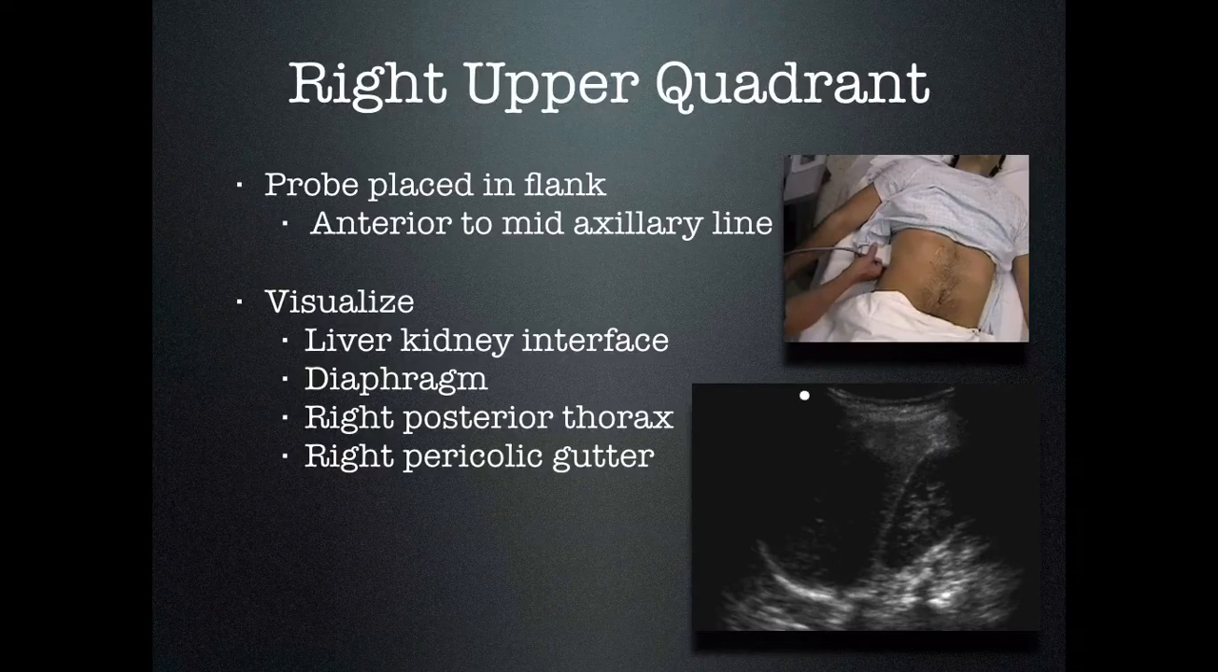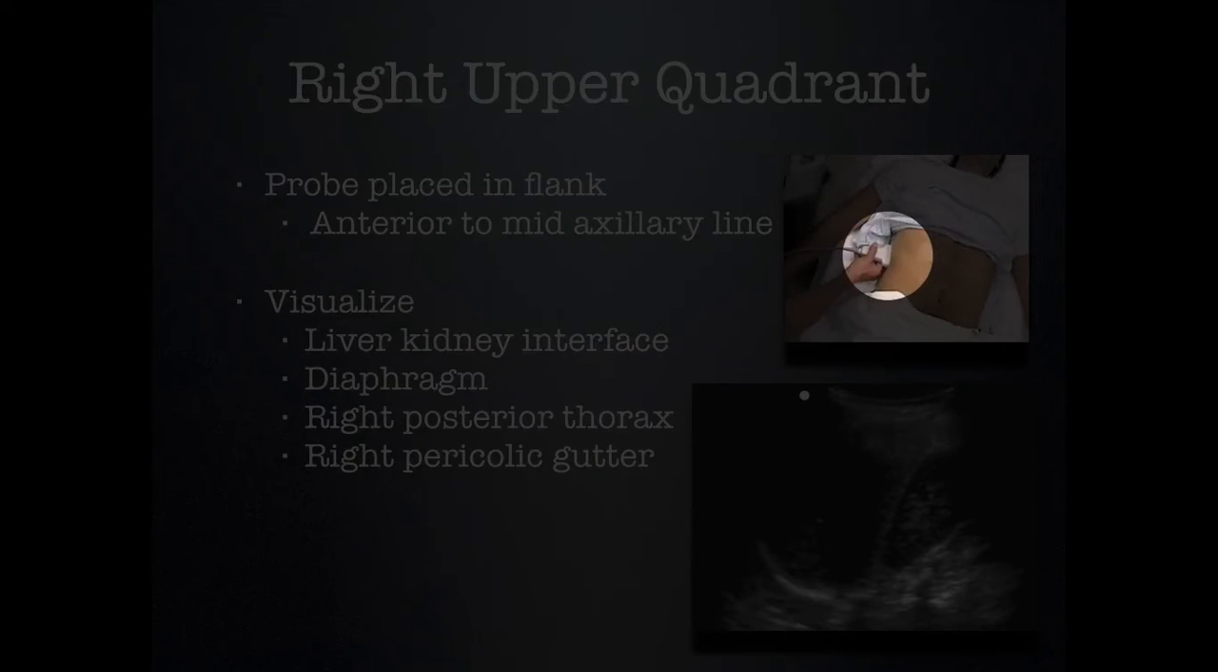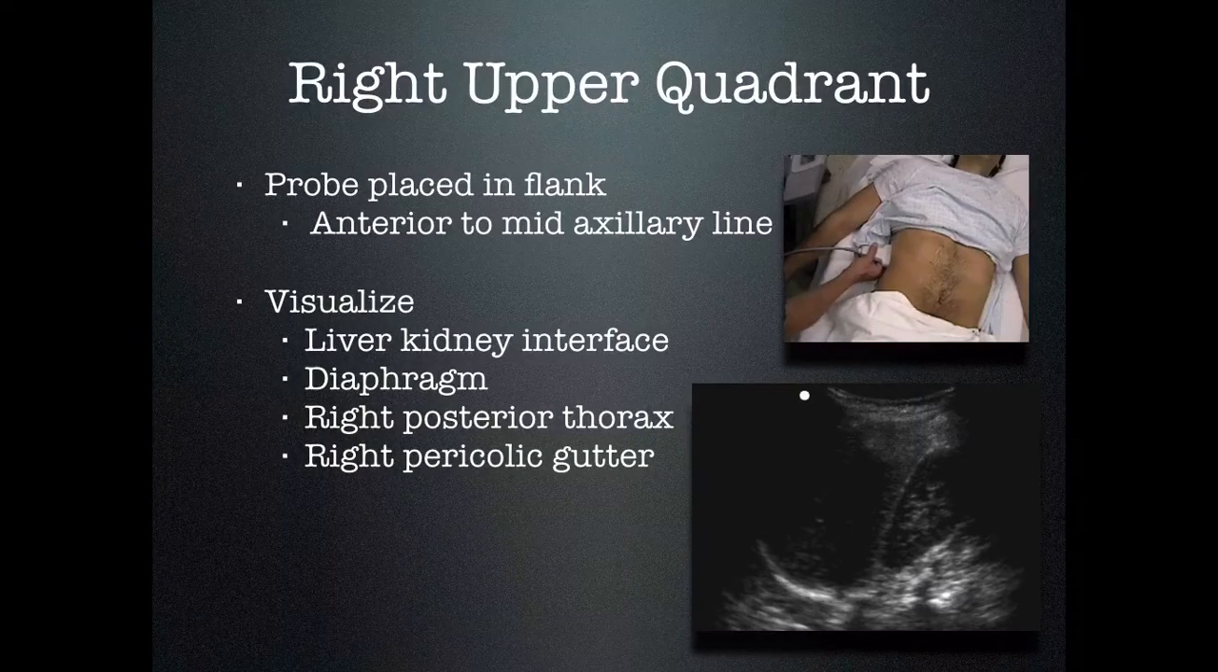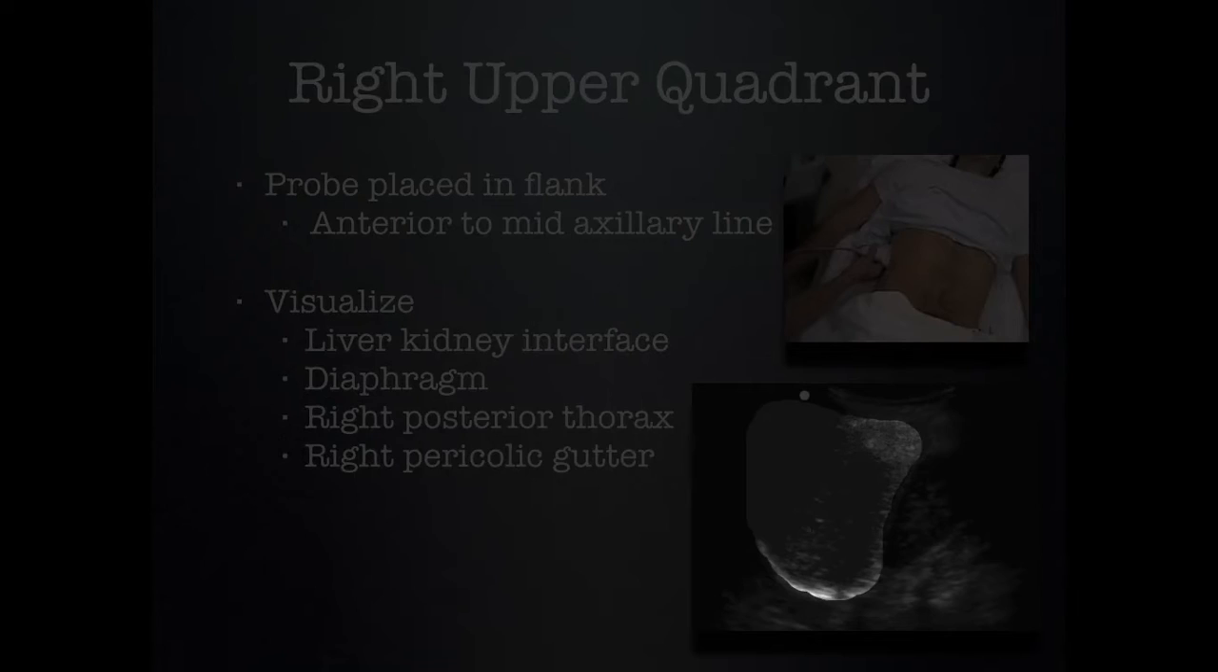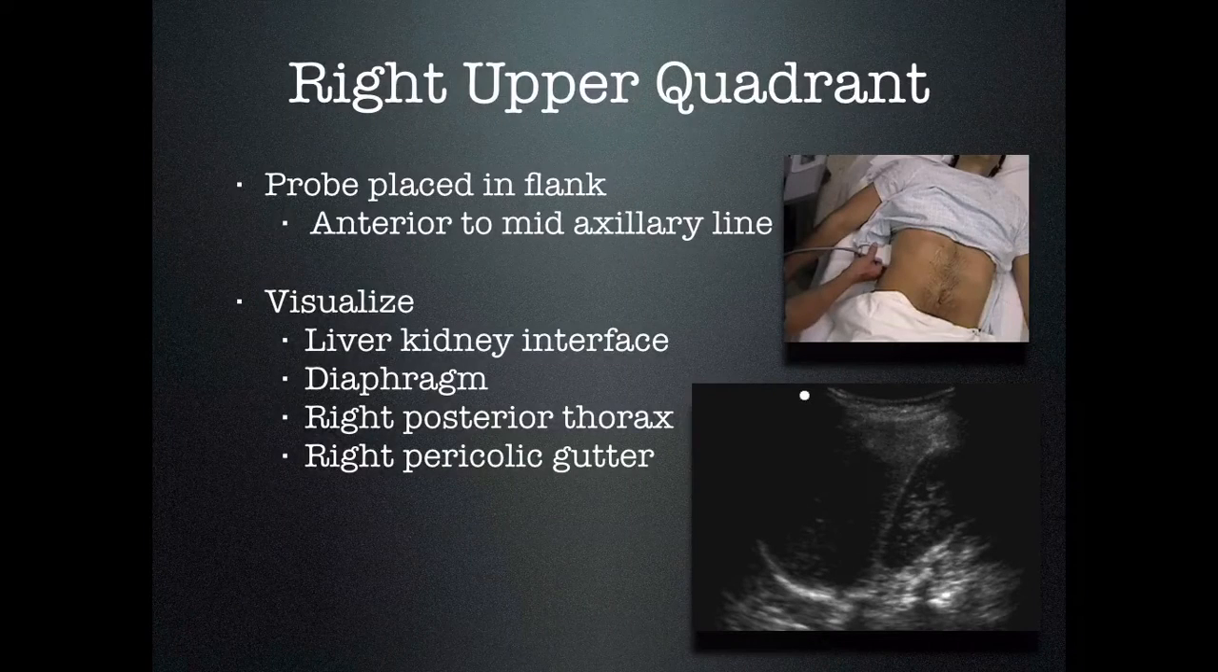To perform the right upper quadrant view, we place the probe in the flank, generally in the anterior to mid-axillary line, with the probe up and down the body, as you can see in the picture. We're going to try and visualize the liver first. The liver is the largest abdominal organ. It's generally easy to see. When we image the liver, we can orient ourselves.